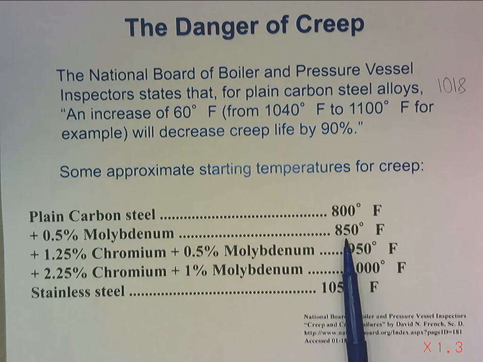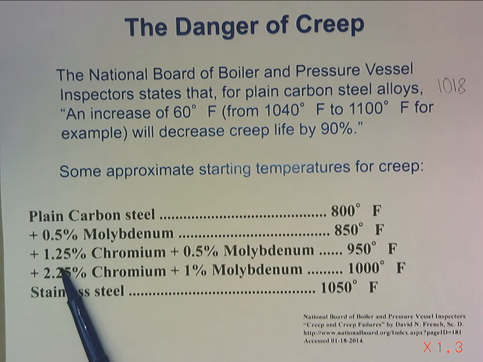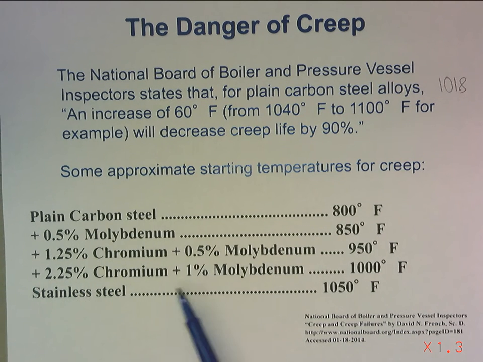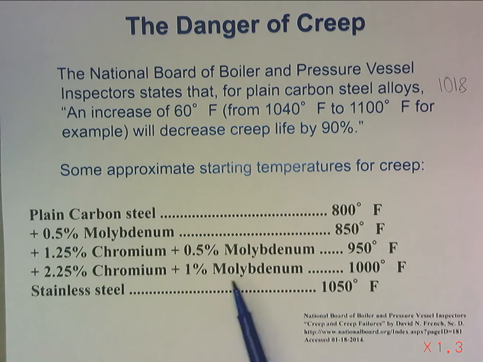We jump up 50 degrees before we really worry about creep. That's okay. Let's add a little chromium to that. Okay, so now we've added molybdenum, now we're adding chromium. So we've got a different alloy. Now we go up to 950. Well, cool, let's add some more chromium. Let's add more molybdenum. We're up to 1,000 Fahrenheit.